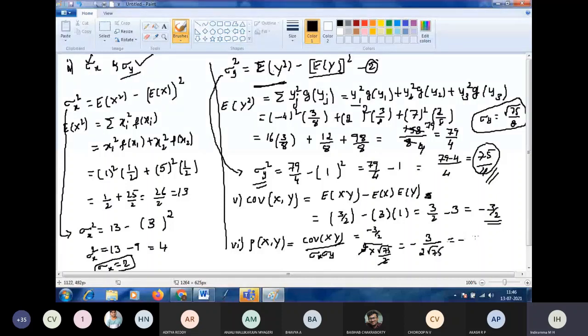What you got the answer? Minus of what? What is this one? 3 by 2 into root 75. Minus 0.1732. That's it. Is it clear?